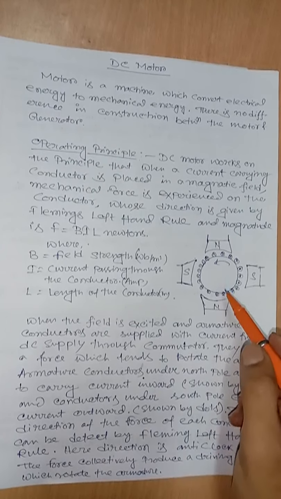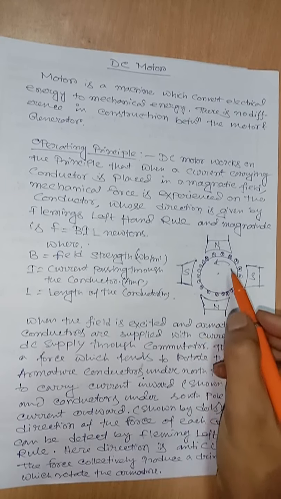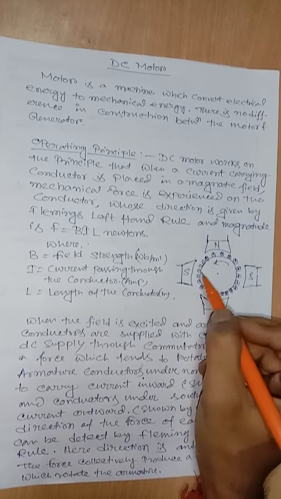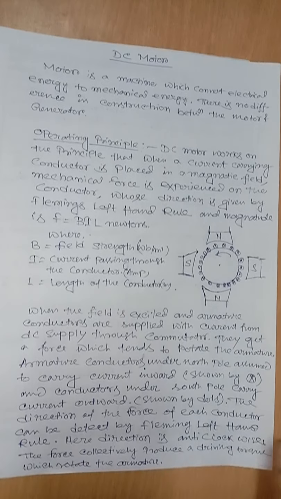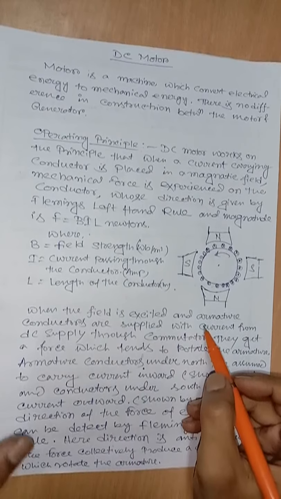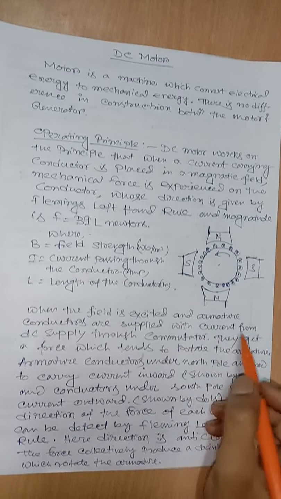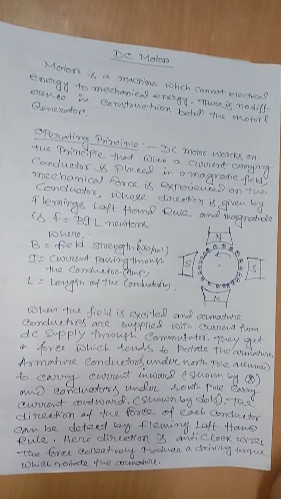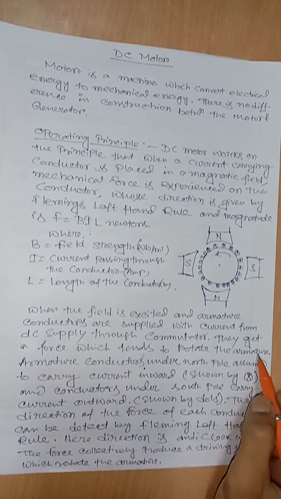Here we can see that this is the armature of the motor, and these are the conductors placed on the armature, and these are the poles. It is a 4-pole DC motor. When the field is excited and armature conductors are supplied with current from DC supply through the commutator, they get a force which tends to rotate the armature.